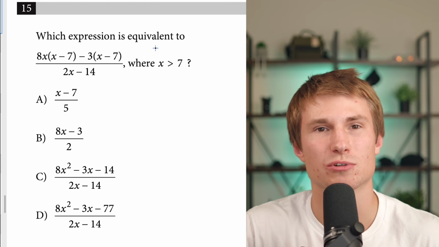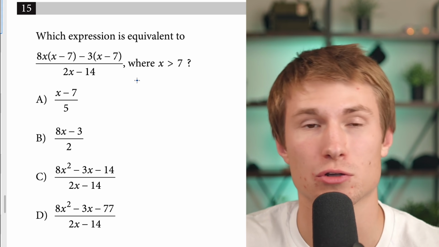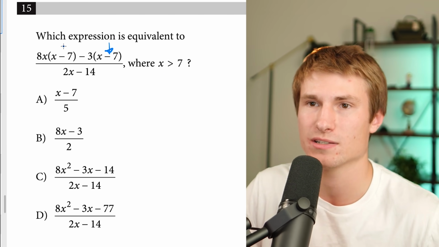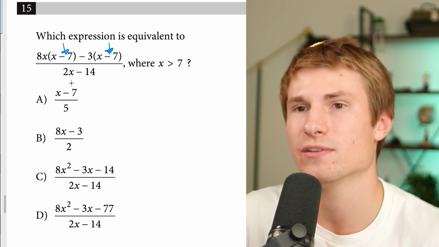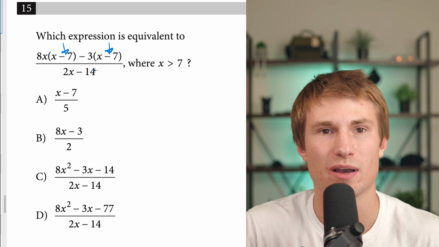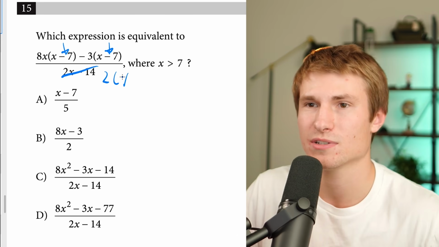Here's how to efficiently answer this SAT math question that deals with division and factors. Question 15 states which expression is equivalent to 8x times x minus 7 minus 3 times x minus 7, all over 2x minus 14, where x is greater than 7. Immediately what I'm seeing is I have x minus 7 here and here. So if I have x minus 7 in my denominator, which I do because I have 2x minus 14, I can change that into 2 times x minus 7.